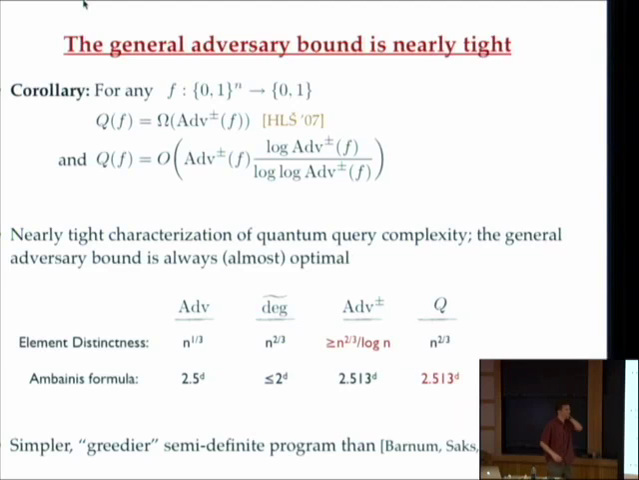I use the adjective greedier because it just says, this is the amount of information we want to learn. This is the amount of information we can learn with a single query. Take the ratio. That's not exactly greedy. I would say it's an absolutely remarkable formula or fact that the quantum adversary bound is just captured, within logarithmic factor, by this bound. I mean that's absolutely remarkable.